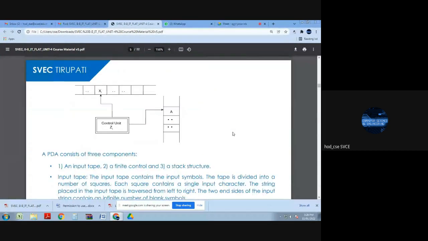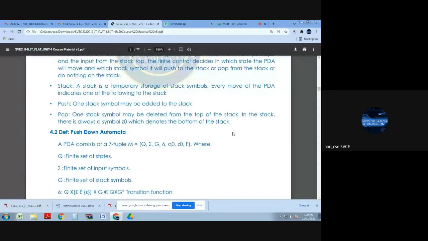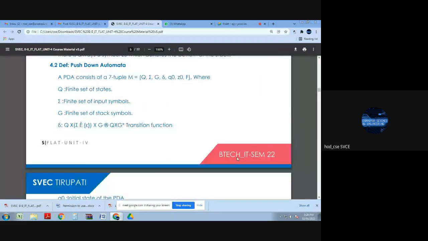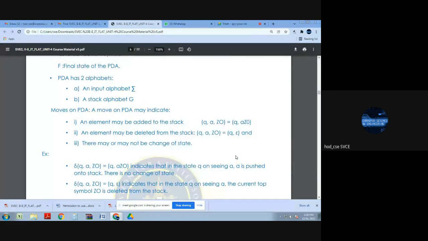So block diagram of PDA, what are the elements presented in PDA, and different definitions of the pushdown automata. PDA consisting of 7 tuples. What are those 7 tuples? And then PDA moves. So PDA will perform either stack push operation or pop operation.